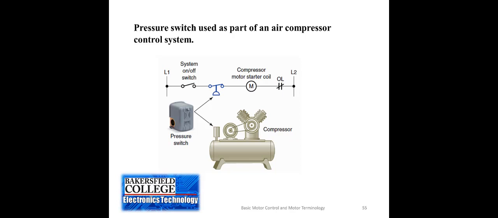You can see here where the pressure switch would be on the circuit. There is an on-off switch so that the compressor can be plugged in but not operational. But when you want the compressor to work, you turn the on-off switch to the on position, and if the pressure in the tank is below the pressure set in the pressure switch, the contact will be closed. The motor starter coil will be energized and the compressor will run. When it reaches the pressure that you want, then the pressure switch will open up.